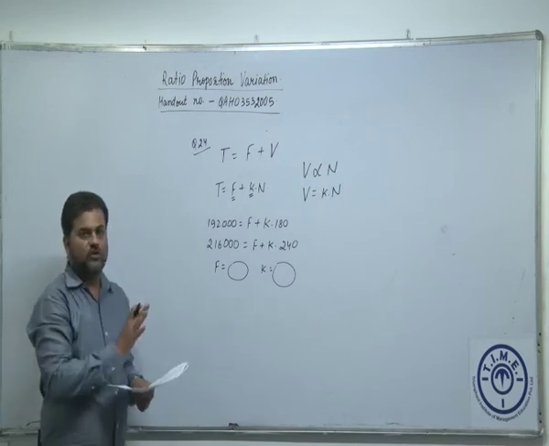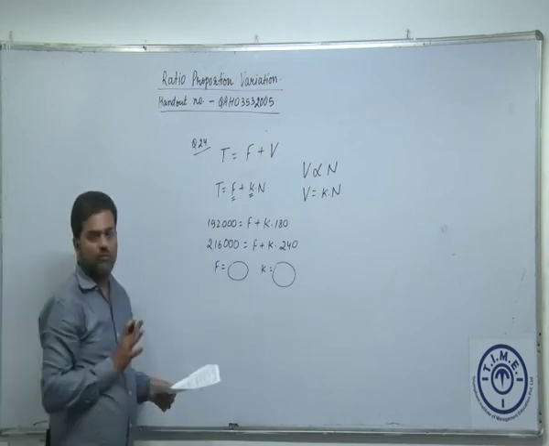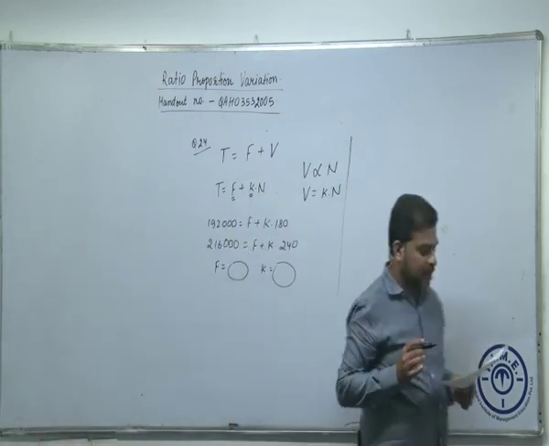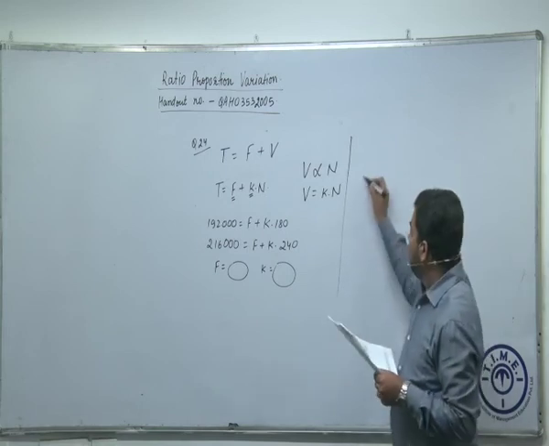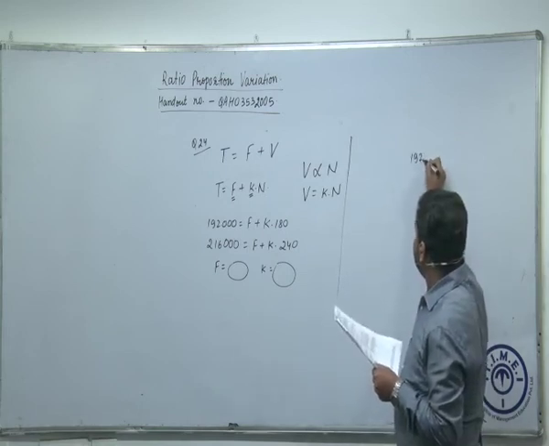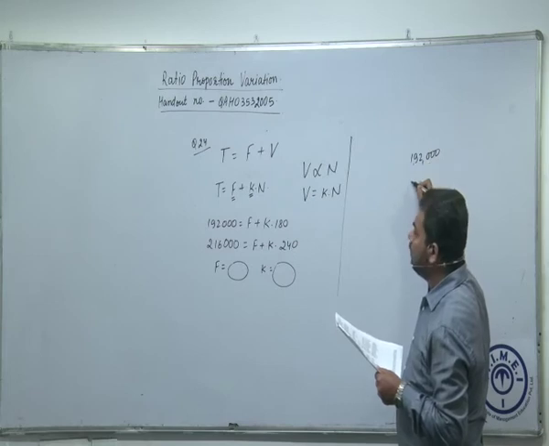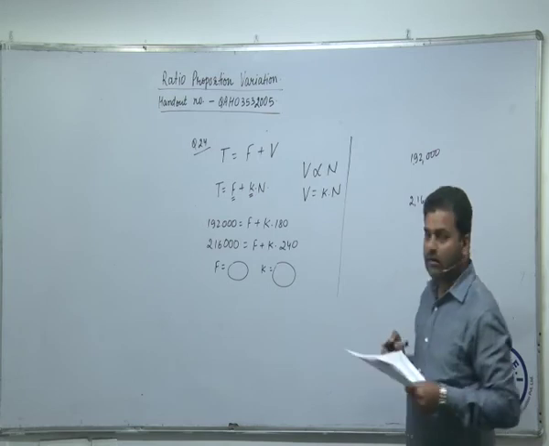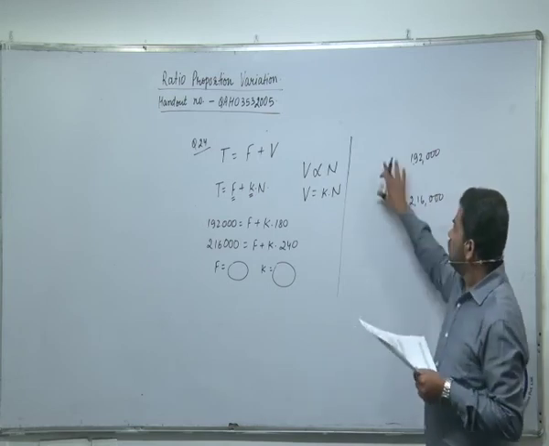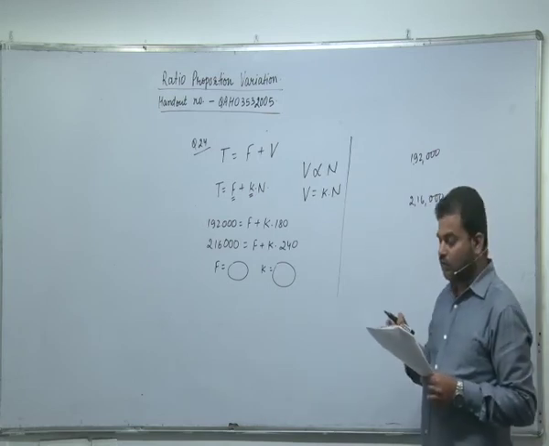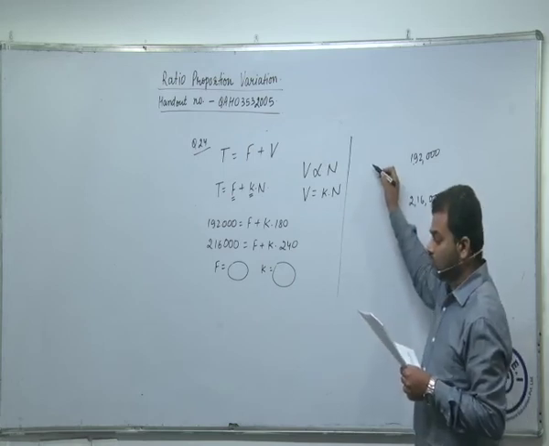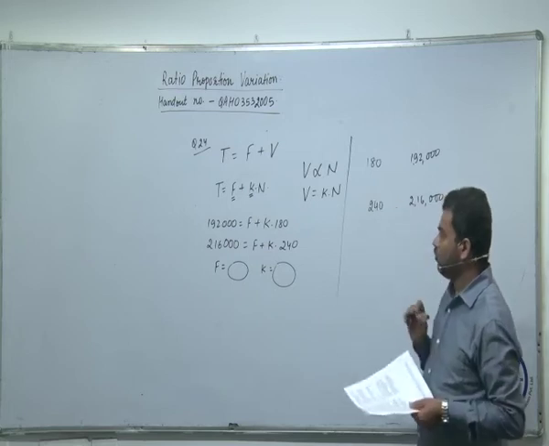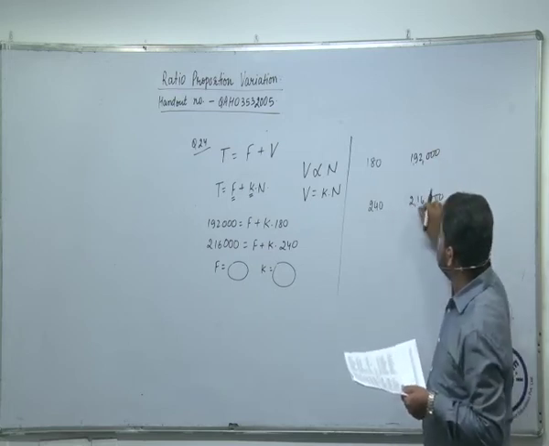But we can solve this question very easily without getting into these equations. Okay. Let's see how to do that. So the first expense is 1,92,000 and the second expense is 2,16,000, right? This is for 180 occupants, and this is for 240 occupants.